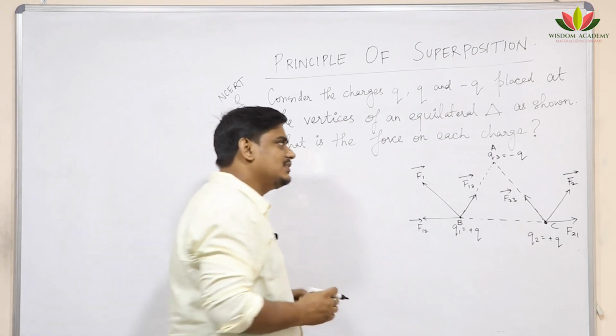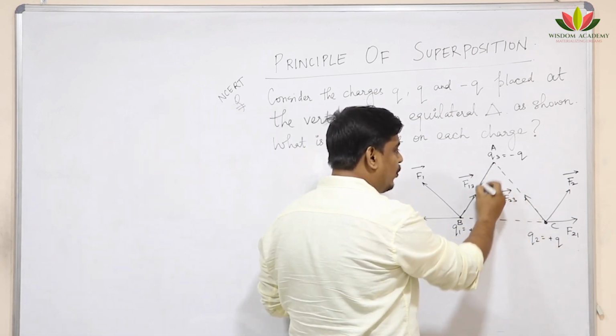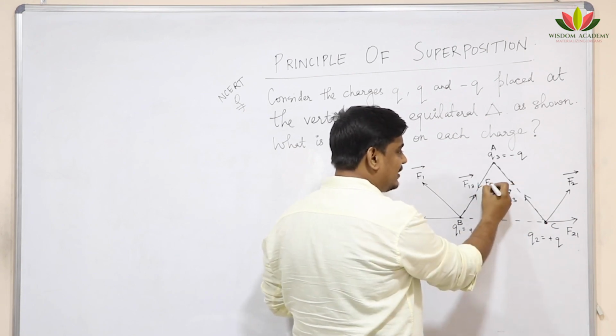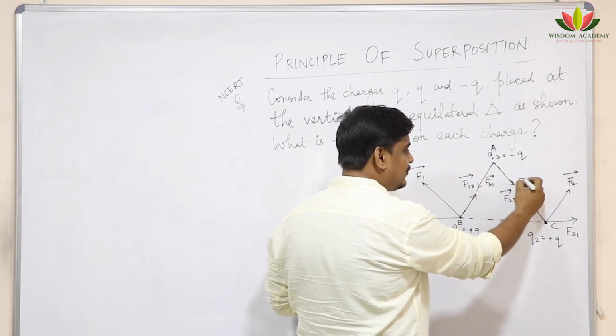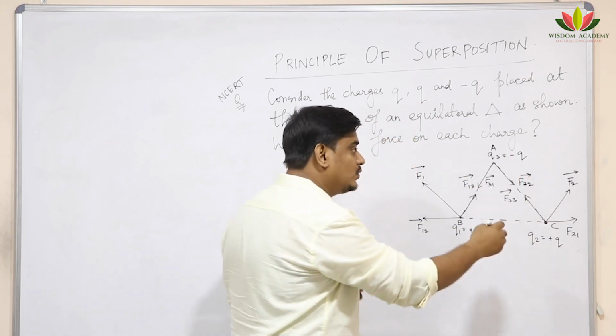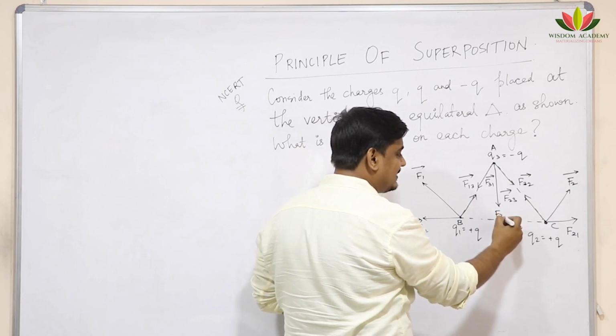What about charge at A? This being negative and both being positive, on both the sides it will have an attractive force. Let me name it as F31 and this as F32. What would be the resultant of these two? It will be lying somewhere here. Let me name this as F3.